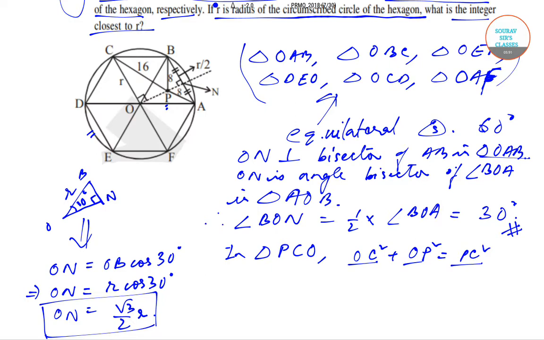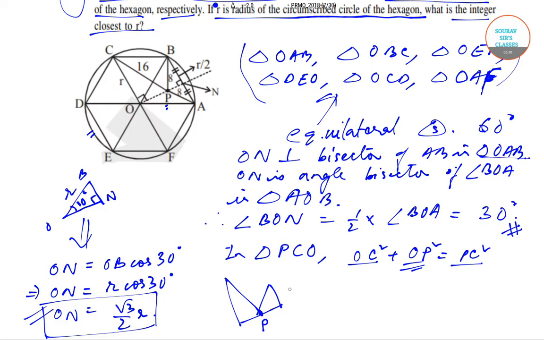Now to find out the value of OP, we have already found out the value of ON in terms of R. We now need to find out the value of OP in terms of R. So now if we compare the triangles, we have a structure somewhat like this.